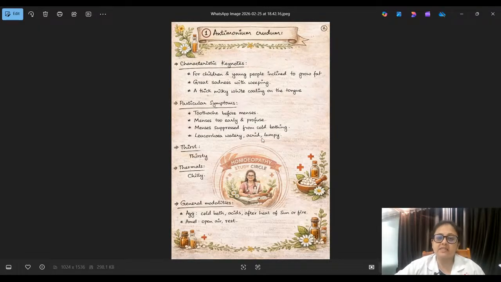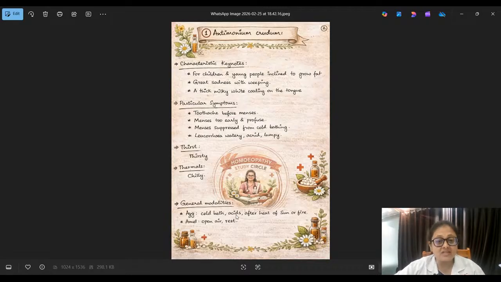See, this term you should remember. Acrid leukorrhea. Acrid means it causes itching and burning in the genitalia. Okay, so acridity means it causes itching and burning in the genitalia. Okay, so Antim crude is thirsty, chilly, again with aggravation from cold bath and acids.